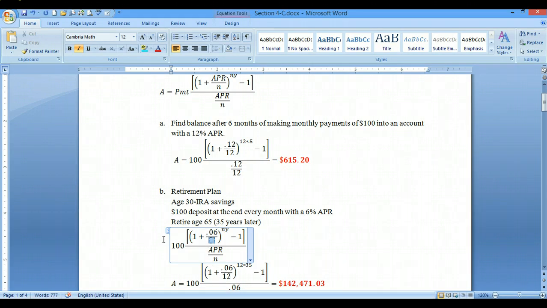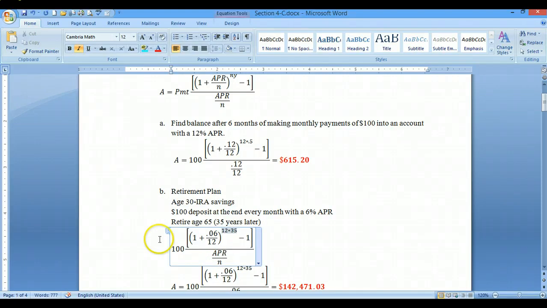N is the number of times you pay in a year, so this is every month, which makes that 12. Over arrow, N again is 12, and we're going to put a times sign so I don't think that it's 1,235. So put a times sign. There we go. APR.